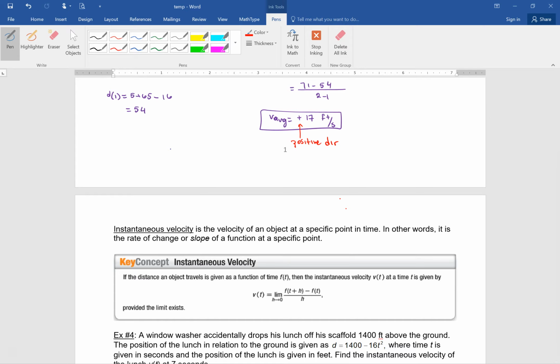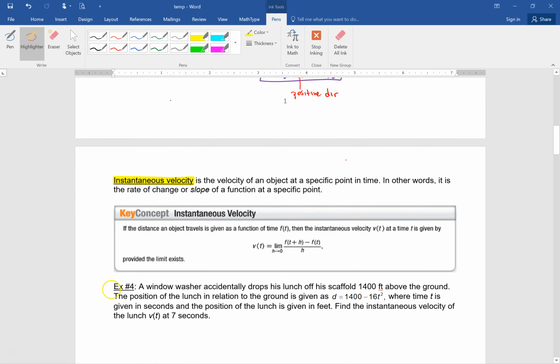The instantaneous velocity is if you're in your car and you happen to look at the speedometer, at that specific point, what your speed is or what your velocity is. It is the velocity of an object at a specific point in time. In other words, it is the rate of change or the slope of a function at a specific point. So for instantaneous velocity, we want to find the instantaneous rate of change. And what we're going to do is use the same formula as we were before. And now our variables are t, because we have time when we're talking about velocity. So it's f of t or v of t and so on.